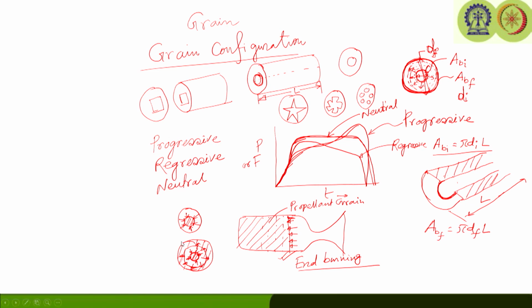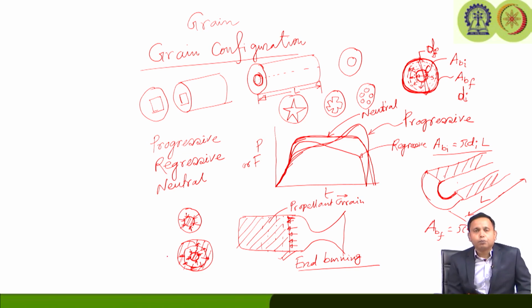There is a possibility that by making a star shaped grain, choosing the number of vertices and the angle between the plane surfaces, we can make the configuration in such a way that it can also give neutral type of burning. So, of course, in connection with the solid propellant rocket, we should know these terminologies like what is grain, what is grain configuration, what are the different types of grain configuration.